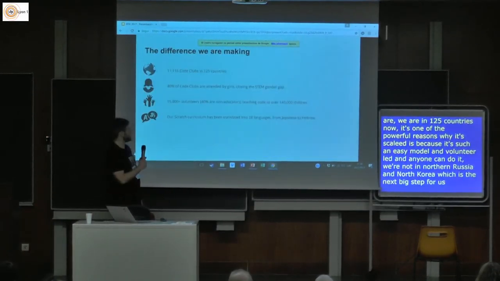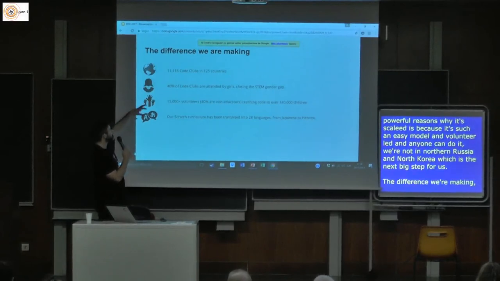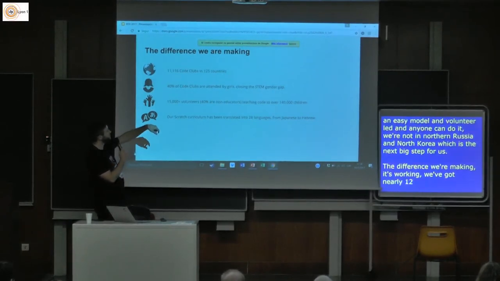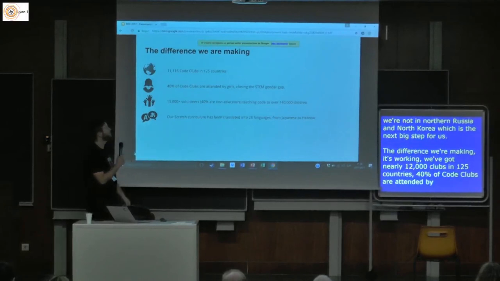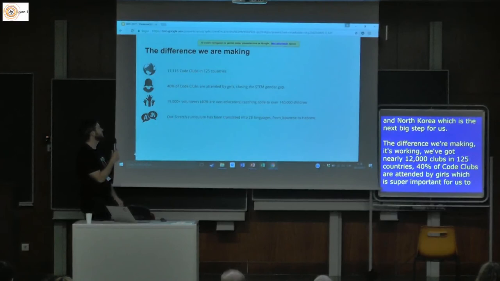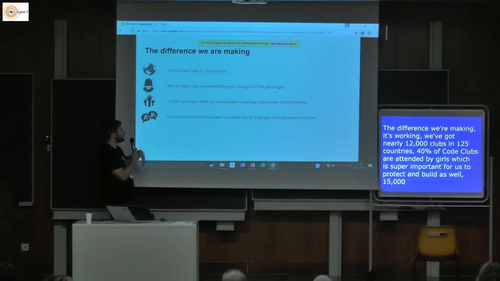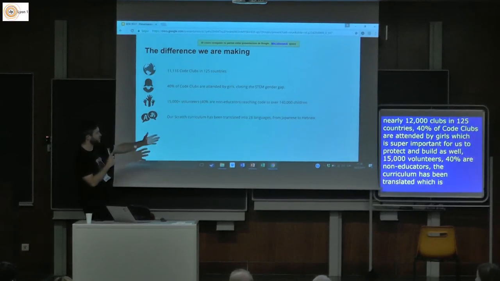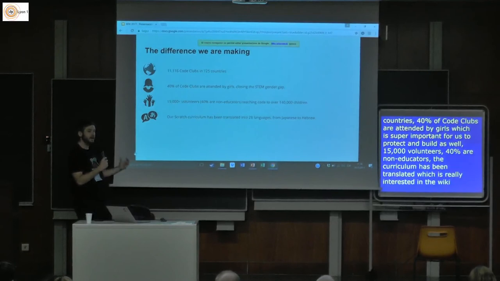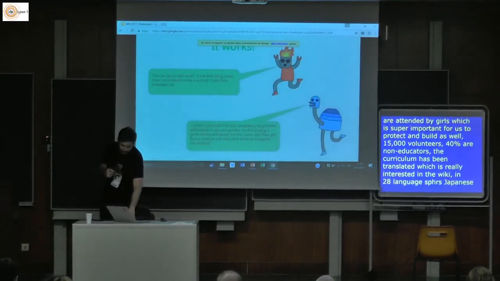And the difference we're making, it's working. We've got nearly 12,000 clubs in 125 countries. 40% of Code Club attendees are girls, which is a super important thing for us to protect and build as well. 15,000 volunteers, 40% are non-educators. And the curriculum's been translated, which is really interesting. It's been translated into 28 languages from Japanese to Hebrew, and we want more of that.